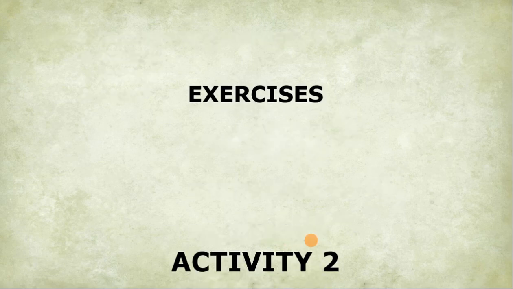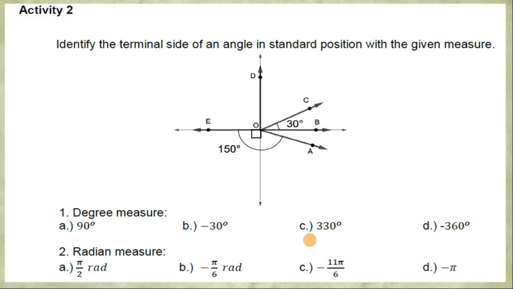For activity number 2, identify the terminal side of an angle in standard position with the given measure. So we have the given figure here. OB is the initial side. So we're given here number 1 in degree measure, and we have to identify what is the terminal side of an angle in standard position given 90 degrees. So let's have the solution.